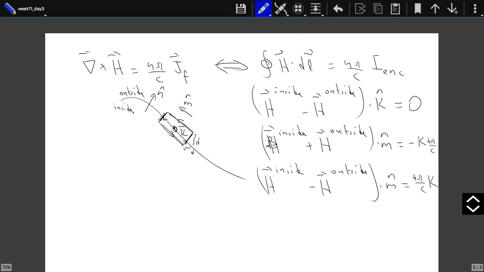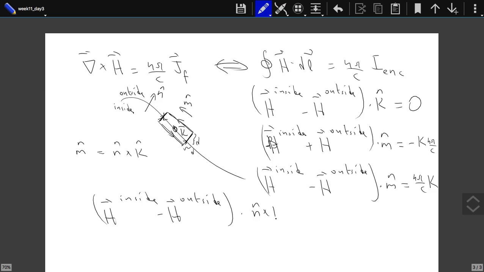Now let us look at my vectors. You see M vector is nothing but N cross K hat. So let me write this in that form. H inside minus H outside dot N hat cross K hat is equal to 4 pi over C times K.